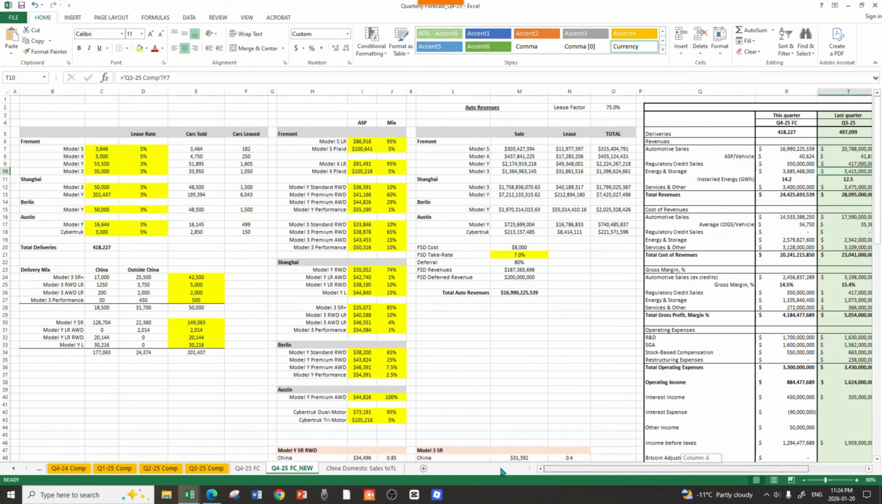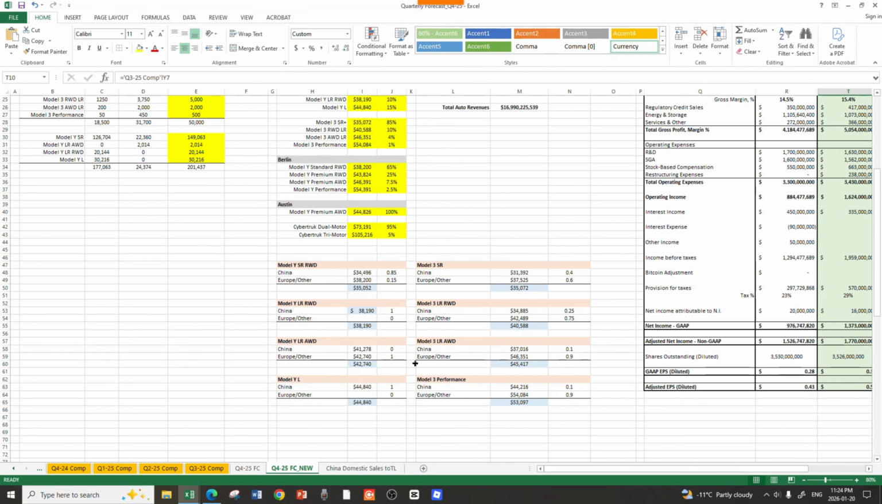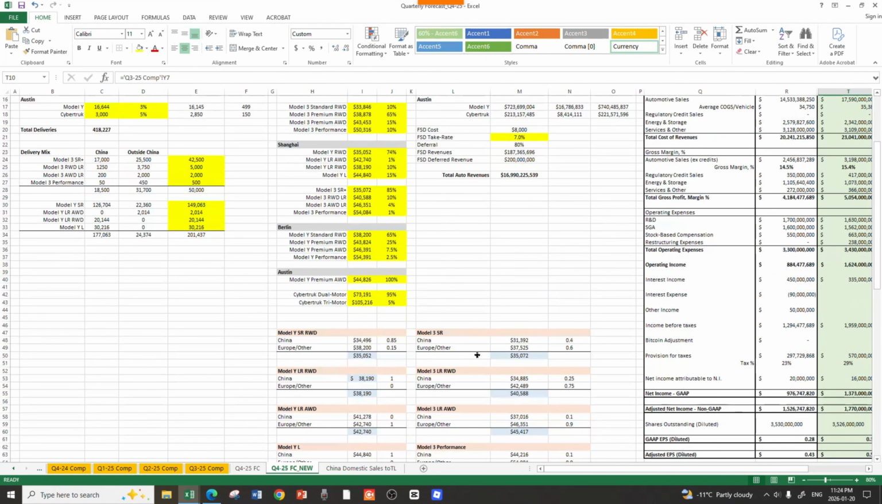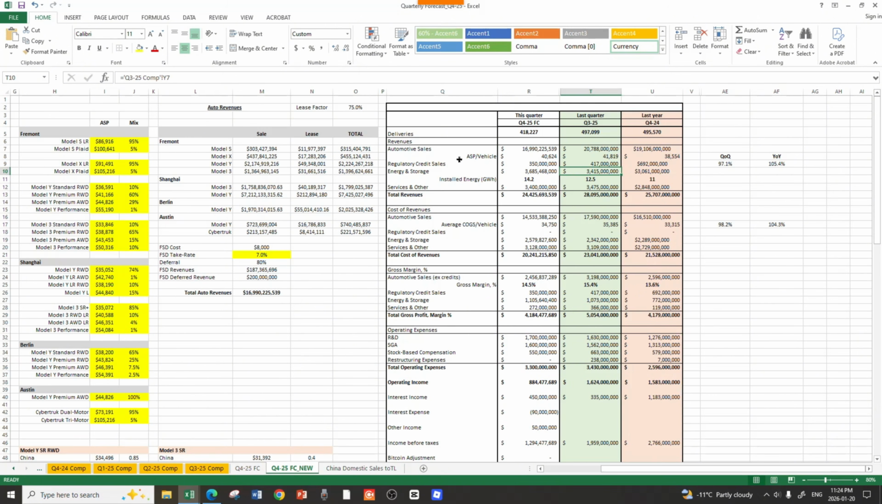On the left here, just before I do that, is essentially the model that I use to forecast the automotive revenue number. So I have here all the models by all the factories, the different prices, trim mix assumptions, lease rate, etc. I have the split by region, for example, Shanghai vehicles are manufactured, but they're also shipped to other countries. Obviously, those other countries have different prices. So I try and capture all of that, and I also capture FSD take rate, deferred revenue, etc.